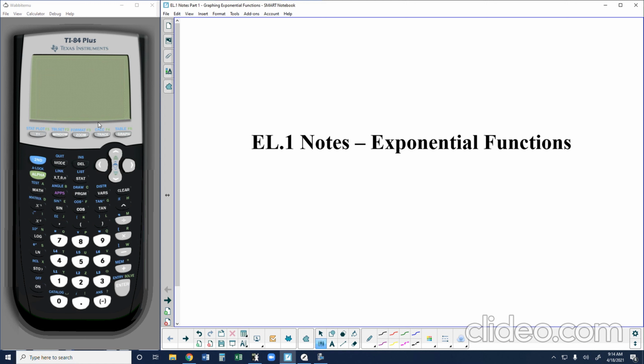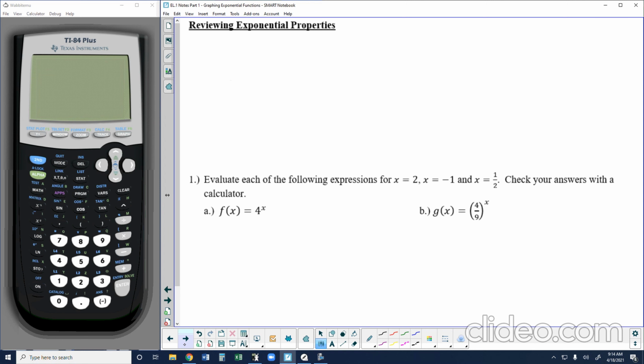Today, with the first section of our notes, we're going to be taking a look at exponential functions. So if you have the notes printed out from Google Classroom, you can follow along there. If not, go ahead and add these notes to your running notebook. We're going to focus in this lesson on graphing the exponential function. But before we do, we want to review some exponential properties, something we focused on earlier this year that we want to make sure we're fresh on before we get into exponential functions.